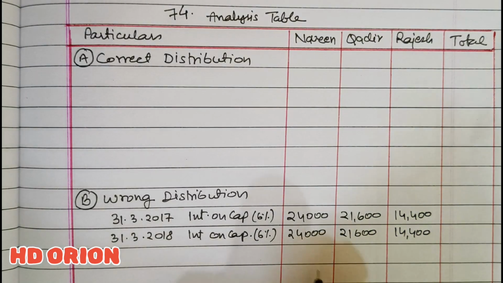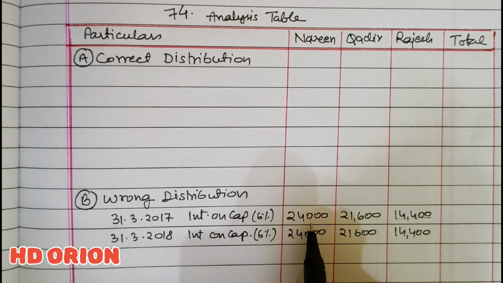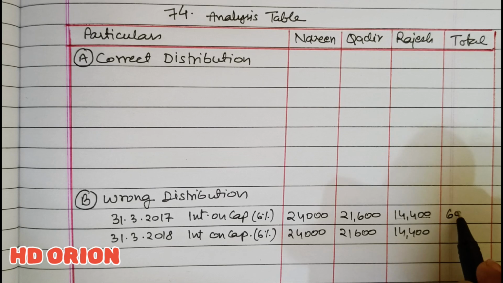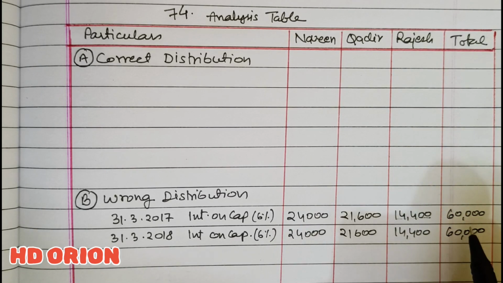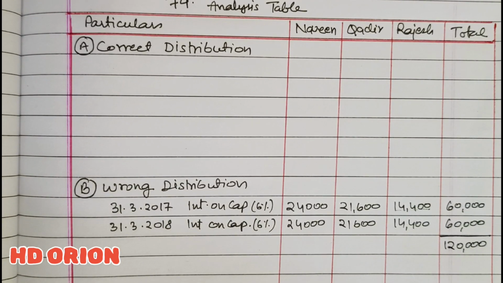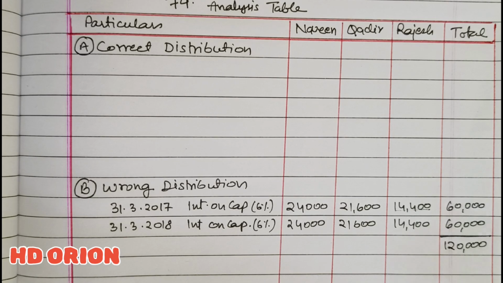So in this way we find that when you grand total it, for the first year it is 60,000 and for the second year also it is 60,000. So in total there is a mistake of rupees 1,20,000. You have to understand that no matter what the net profit for the years are, the mistake is only related to rupees 1,20,000, which is misappropriated to the partners.